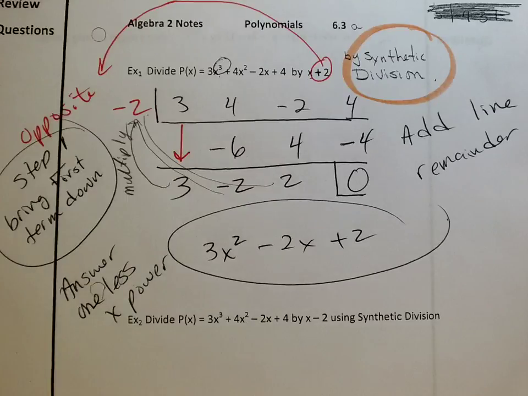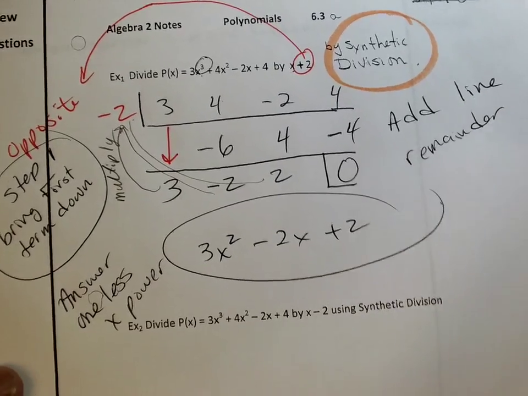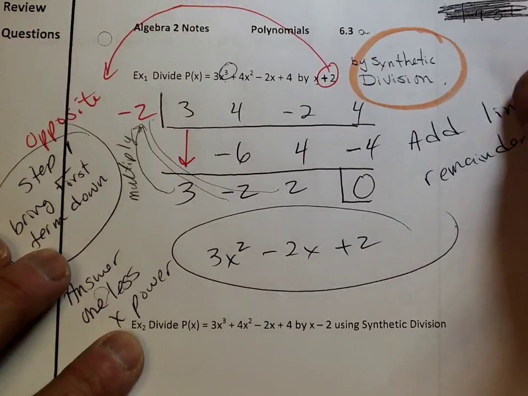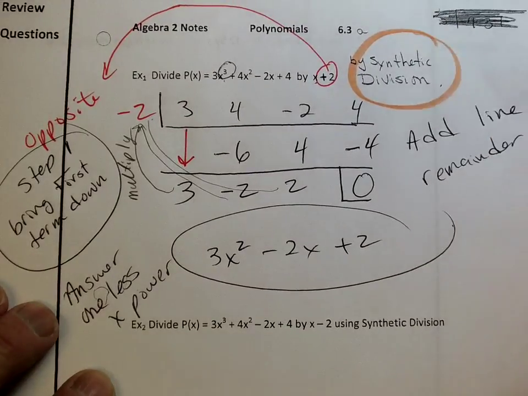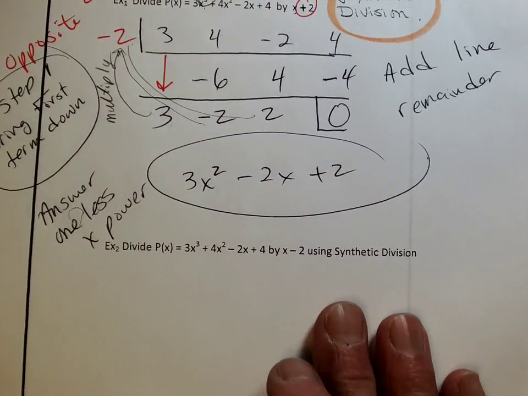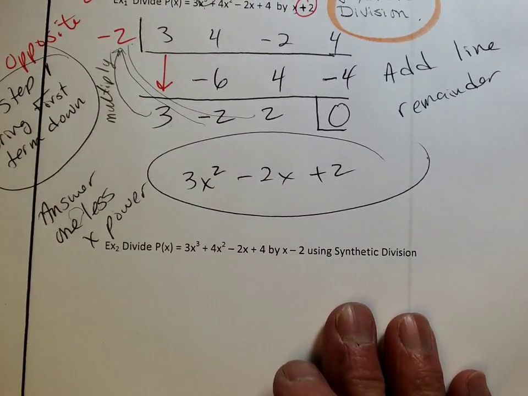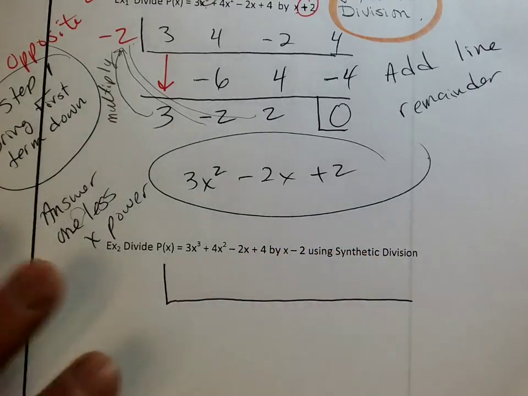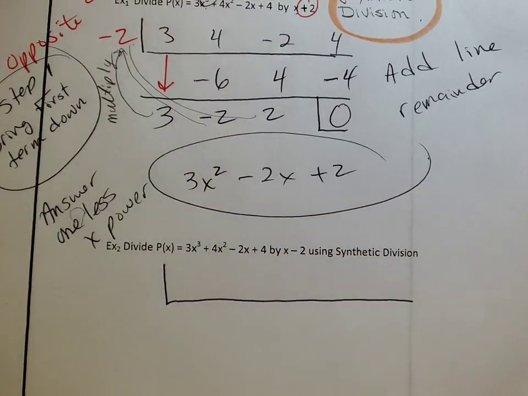Okay, let's do it again. Let's do example 2, but let's do it again so we can practice one more time. Right off the bat, in example 2, what's the first thing we should do? Let's make the upside down division. First step, upside down division.